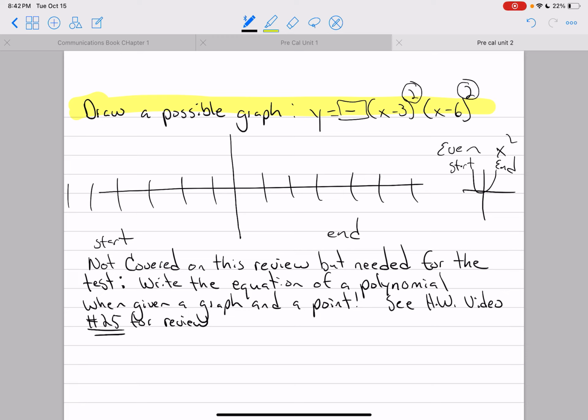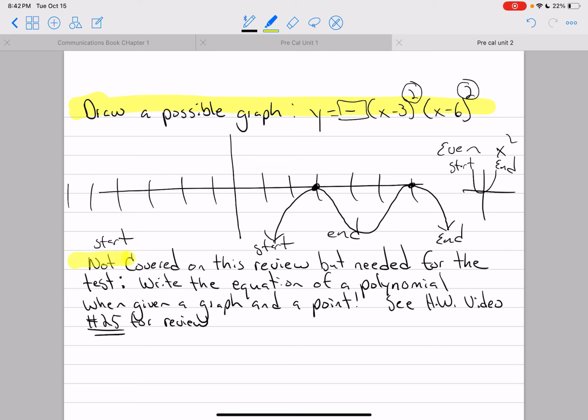Okay, so we got x minus 3, x minus 6. So my roots are at 3, 1, 2, 3, and 4, 5, 6. 3 and 6 starts at the bottom, double root, starts at the bottom, and ends at the bottom. That's what a possible graph looks like.